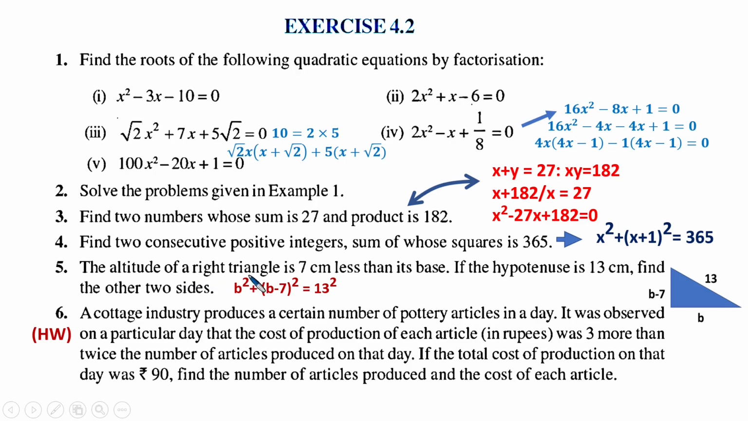5th, the altitude of a right triangle is 7 centimeter less than its base. Okay, this is the altitude, say this is the base b, and the altitude is b minus 7 centimeter. If the hypotenuse is 13 centimeter, find the other two sides. We know that we use the Pythagoras theorem: this square plus this square is 13 square. So now you have a quadratic equation, b square, then another b square, it will become 2b square minus 14b plus 49 minus 169. Just form the quadratic equation and find the solution from the quadratic equation formula.